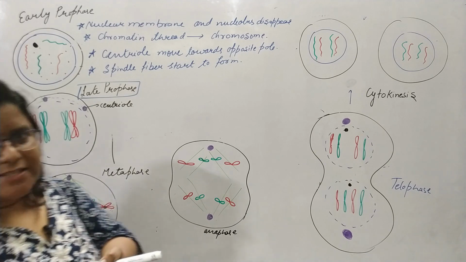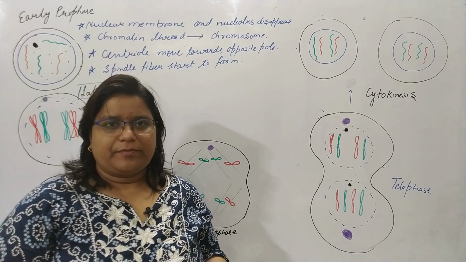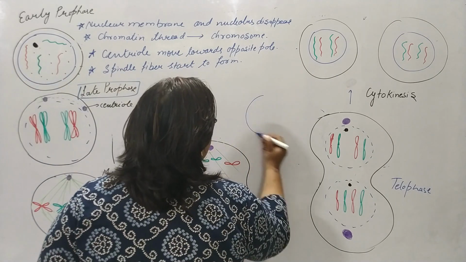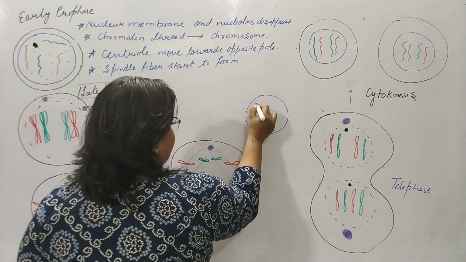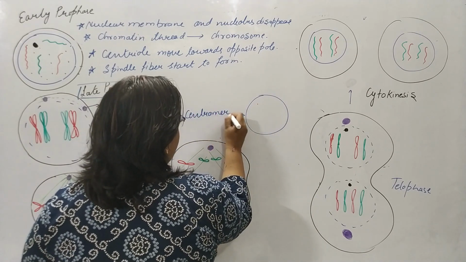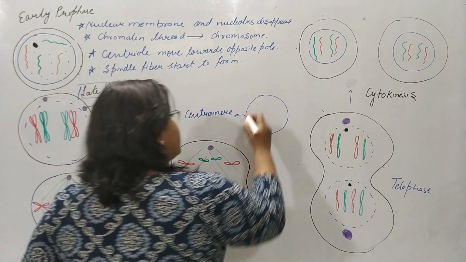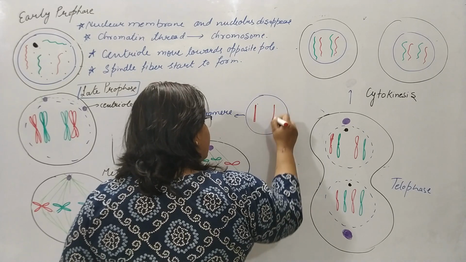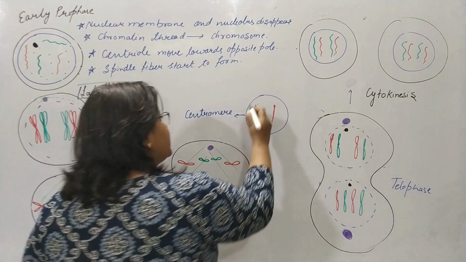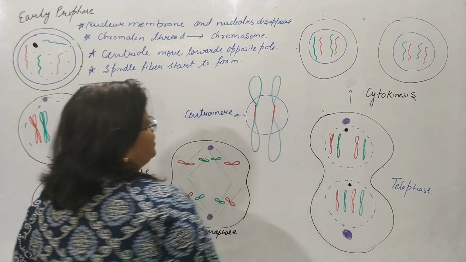Now come to the metaphase. In the metaphase, all the chromosomes arrange at the mid plate with the help of the kinetochore. What is the kinetochore? I will draw here. This is the centromere. Here, in the centromere, the sister chromatids are attached with the kinetochore, like that.